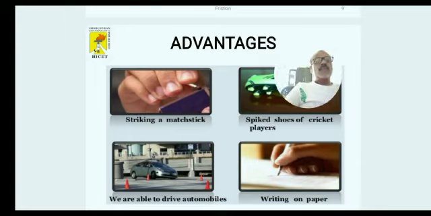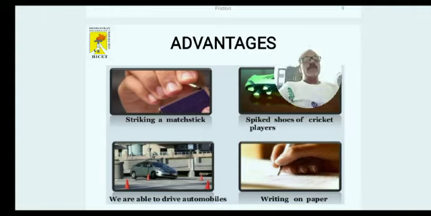And another one is writing on paper. Suppose your pen is placed on a single point, and the paper is not 100% smooth. We know that on 100% smooth paper, we can't write. So it has some rough surfaces, and it is easy to write on paper.